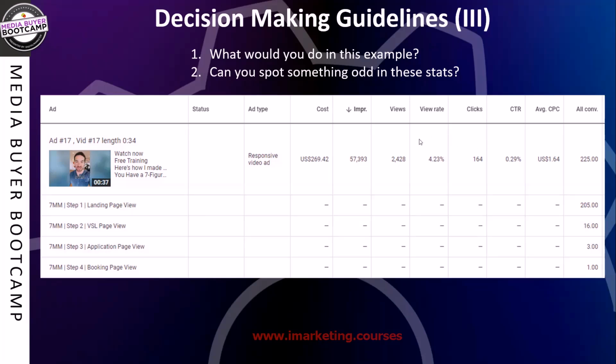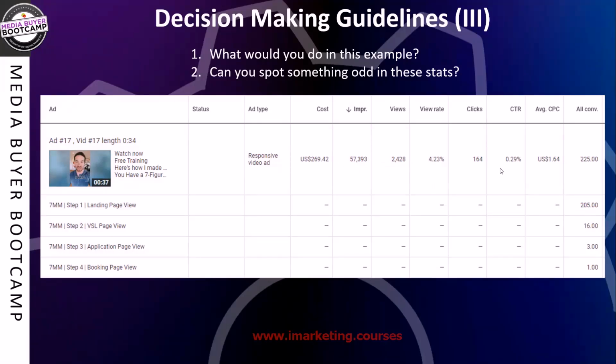So the problem here is that we've got a low view rate, we've got a low CTR, and we've got a very low opt-in rate. We've just got a 7.8 opt-in rate, and most opt-in rates on landing pages should be around 20%. So we've got lots of problems going on in this ad. So the ultimate answer here is that we would kill this ad. It's just not working.